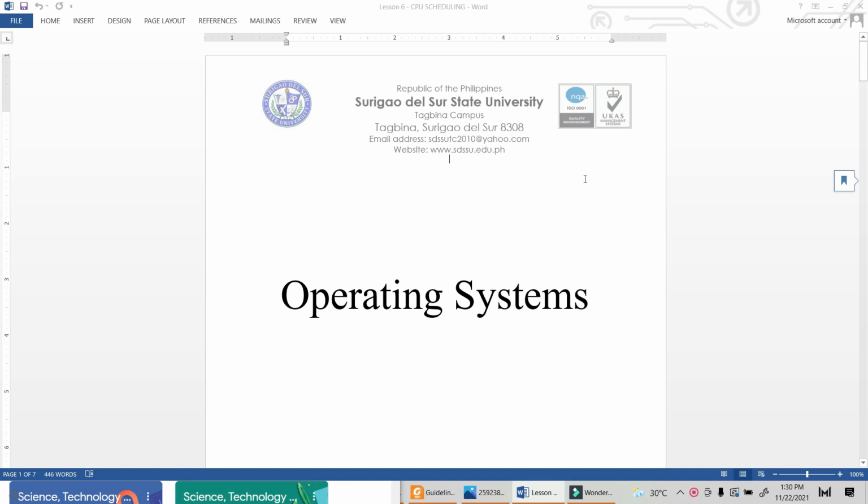Hello, good afternoon everyone. In this lecture, we will be discussing CPU scheduling, or central processing unit scheduling, which is one of the main functions of the operating system. CPU scheduling is a very important topic in operating systems in general. So let us try to understand what CPU scheduling is and what exactly it does.